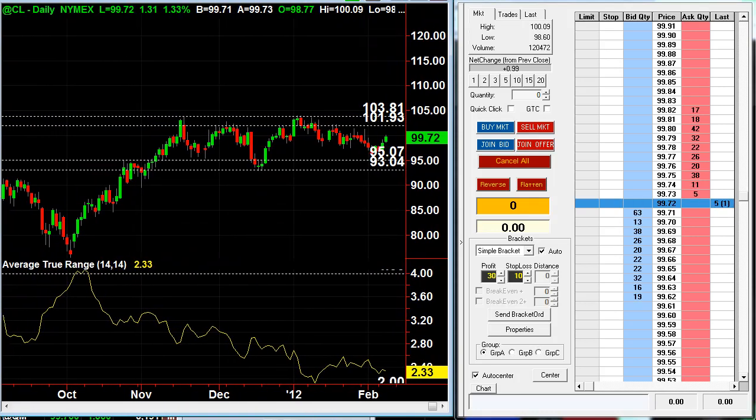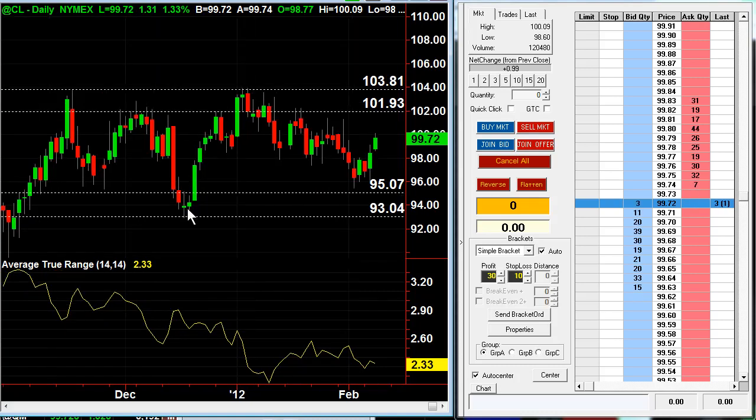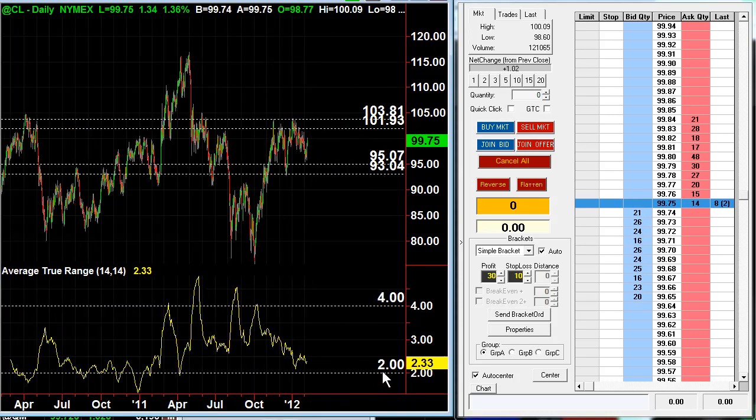It depends on what you're trying to do, but right now we're looking at a daily chart of crude, and at the time of shooting this video, support on a daily seems to be 95 to 93, and resistance seems to be 101 to 103. The average true range for crude on a daily usually is anywhere from $2 to $4 in that range. So we're already at $1.35.